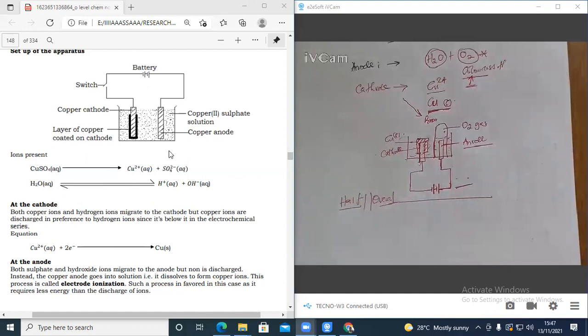Yes. Half and the overall equation. Can we write them now? Or we are still stuck? Somehow. We are stuck.